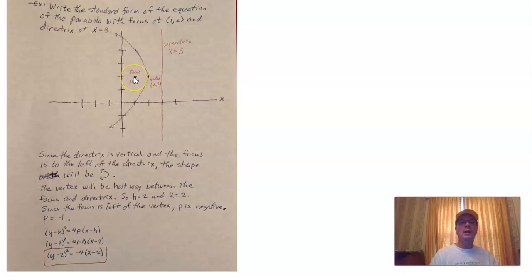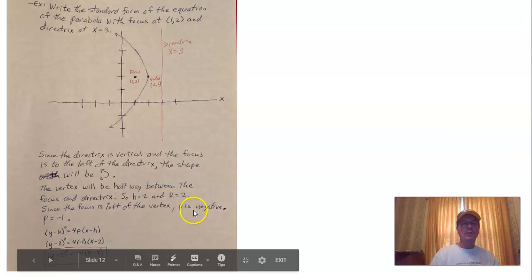Now, to find p, it's the directed distance from the vertex to the focus. And we're moving to the left here. As we move to the left, the focus is to the left of the vertex, so p has to be a negative value. So p is -1.